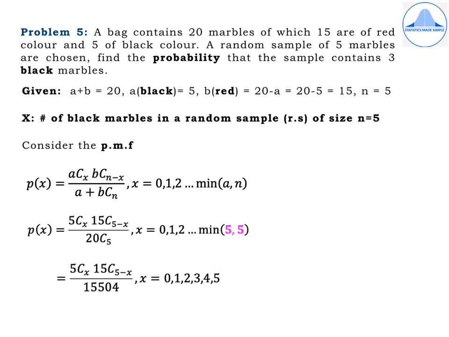So the last part of the PMF will be P of x equal to 5Cx 15C5 minus x divided by the denominator, which will be 15,504, and x will take the value 0, 1, 2, 3, 4, 5.